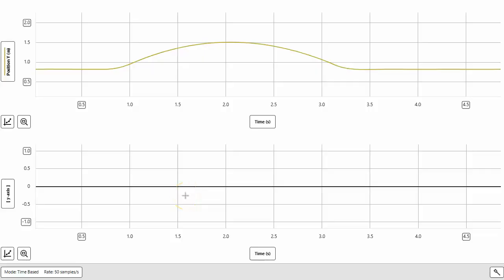Now we're going to analyze the data from our experiment. This is a position versus time graph. And so you can see at the beginning, the cart is going up the ramp and then the cart is coming back down the ramp.